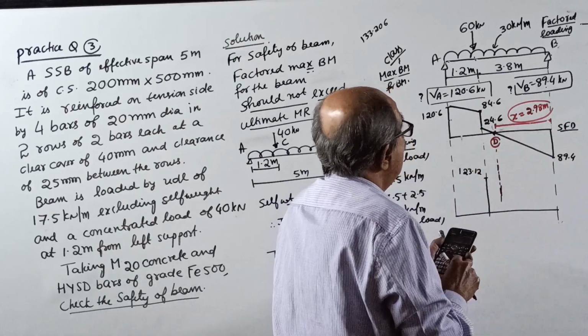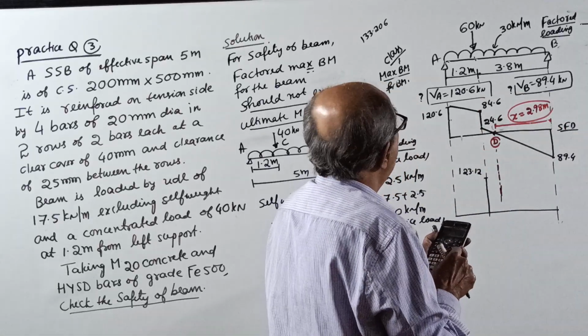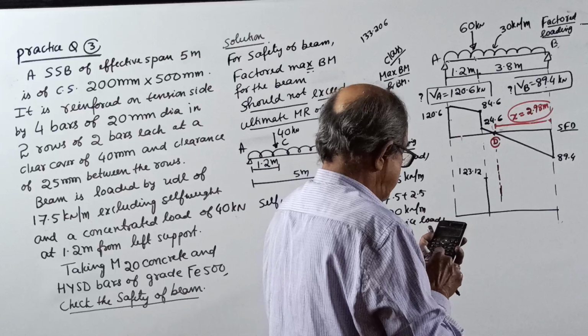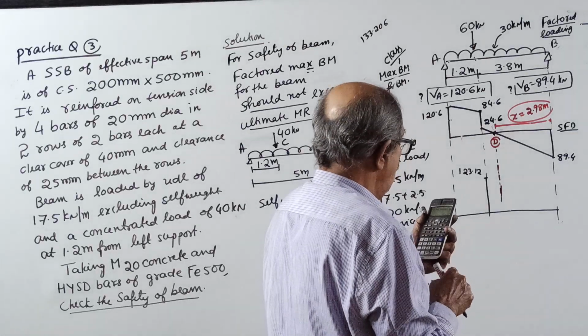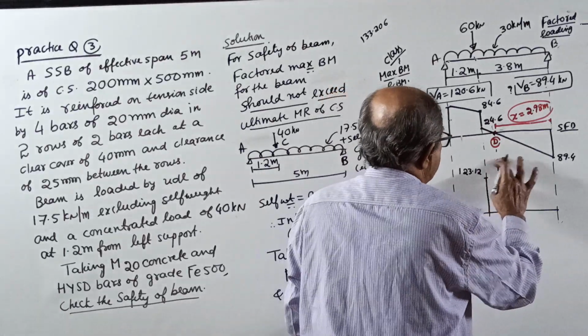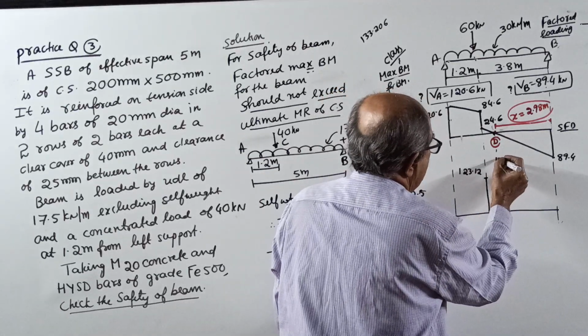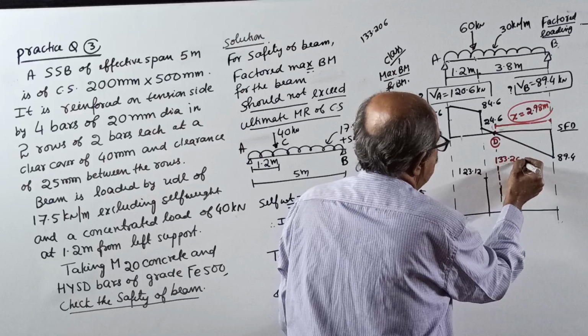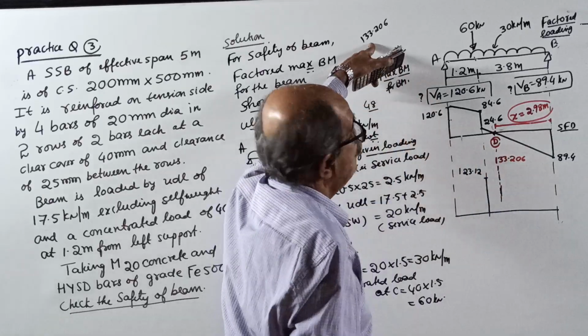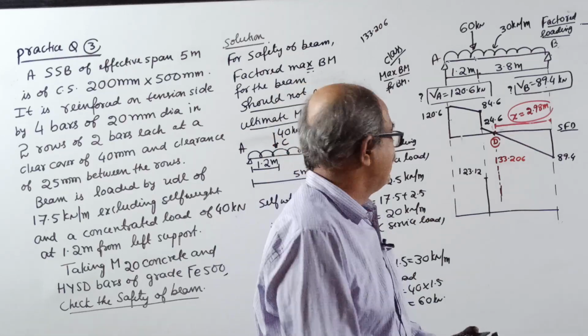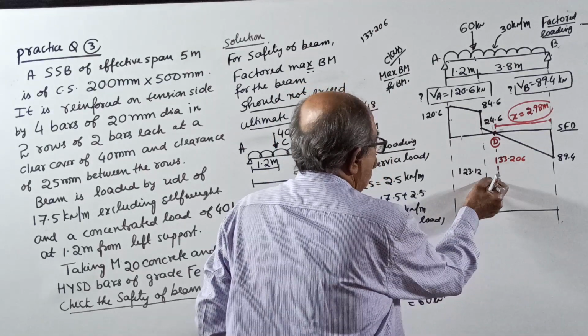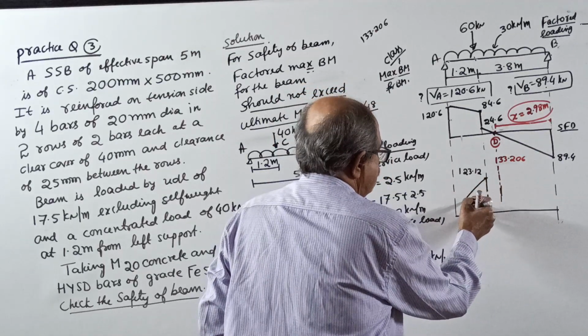Look that side. 89.4 into 2.98 minus 30 into 2.98 into 2.98 by 2, 133.206. See what I told? Tricks. Okay, now, this is one parabola.